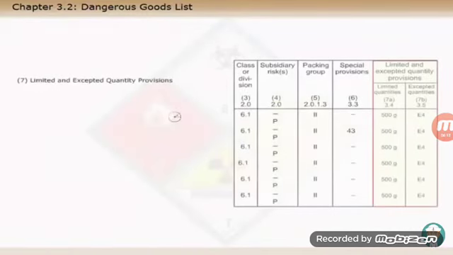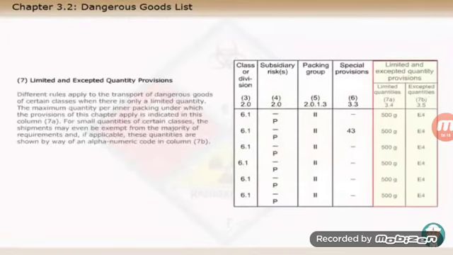Different rules apply to the transport of dangerous goods of certain classes when there is only a limited quantity. The maximum quantity per inner packing under which the provisions of this chapter apply is indicated in column 7A. For small quantities of certain classes, the shipments may even be exempt from the majority of requirements, and, if applicable, these quantities are shown by way of an alphanumeric code in column 7B.